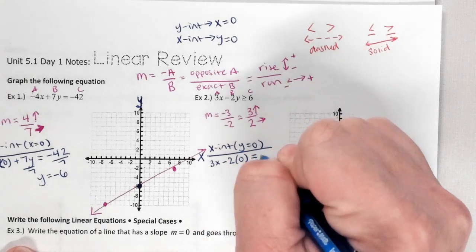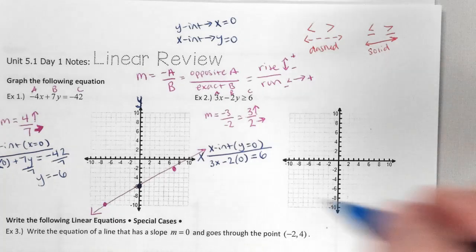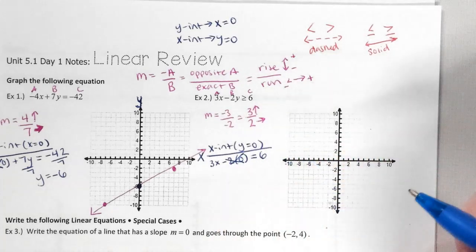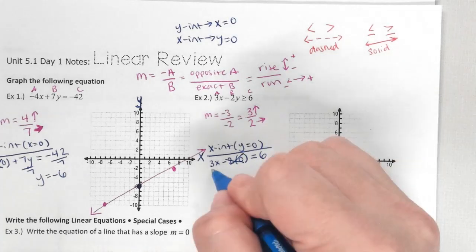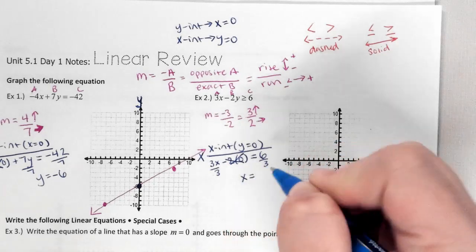And I'm going to do it as an equal sign because right now I'm looking for the line, and the line is where it's equal. So we're going to ignore the symbol for right now. We're just going to use an equal sign. Well, what's 2 times 0? It cancels. And what do I do now to solve? Divide both sides by 3. And that gives me x equals what?